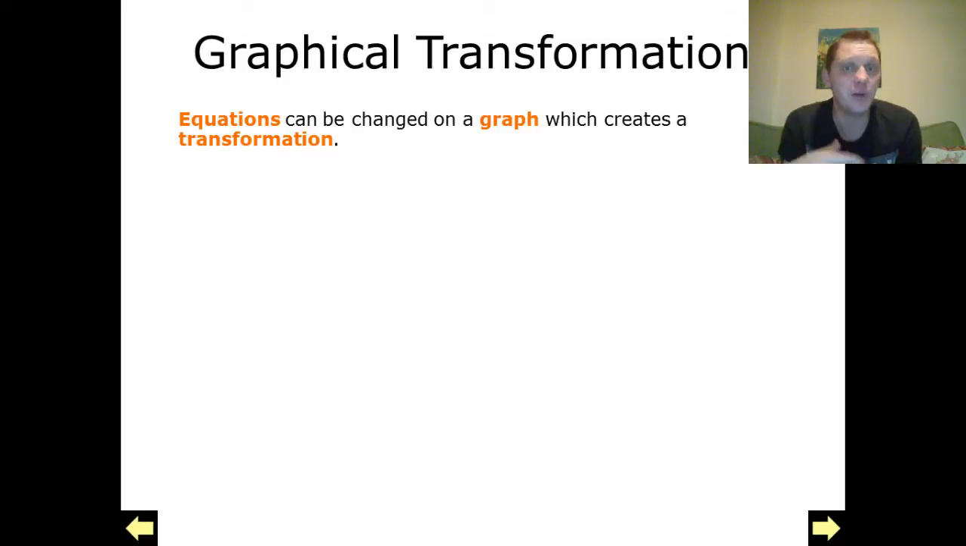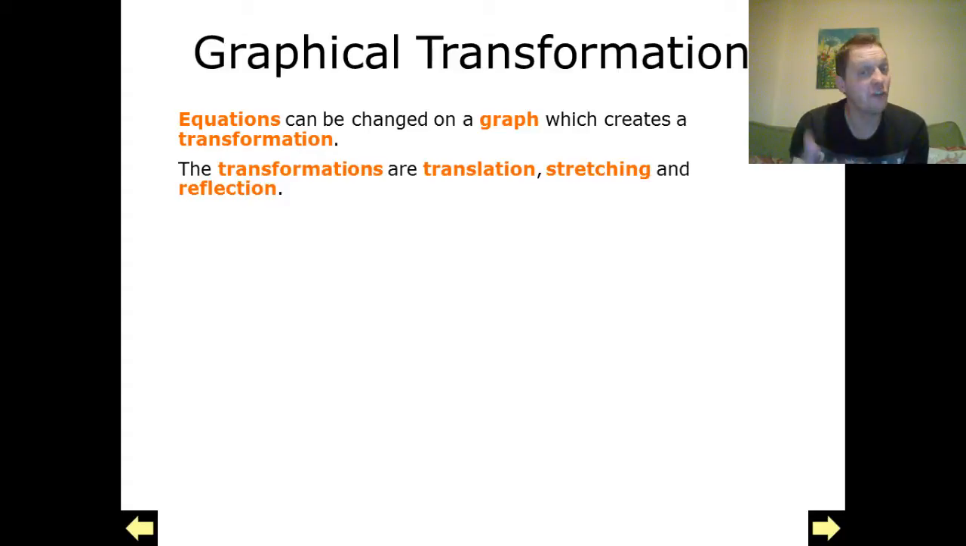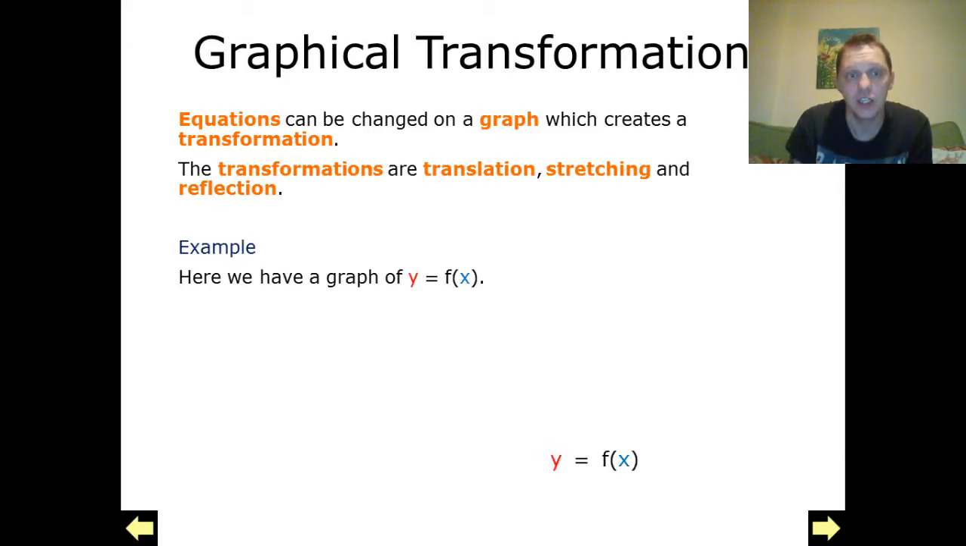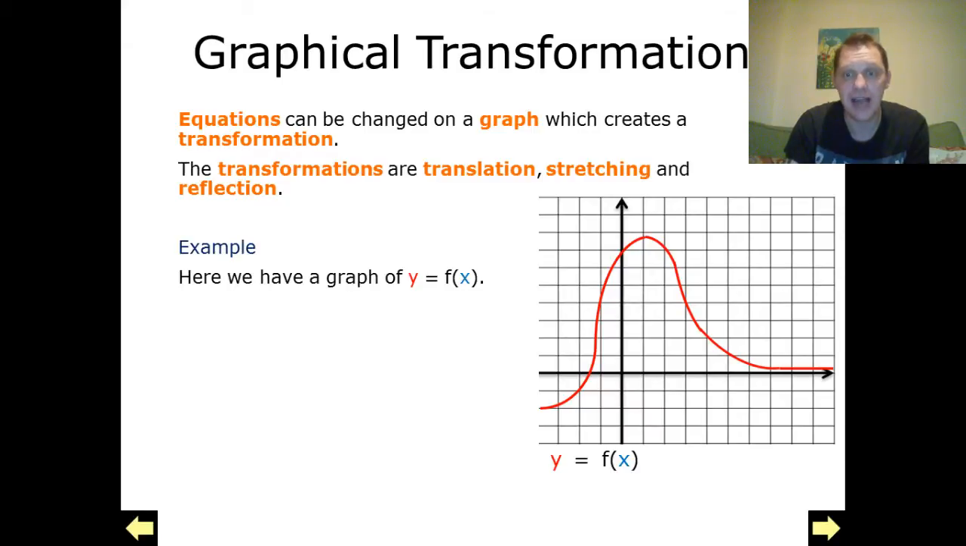So what we're going to be doing is looking at a function which has created a line using an equation, and we are going to be conducting transformations on this. The transformations we're going to be looking at are translation, stretching, which we also call enlargement, and reflection. So we're going to start off with a graph which has an equation that we're just going to call y equals the function of x, f of x.